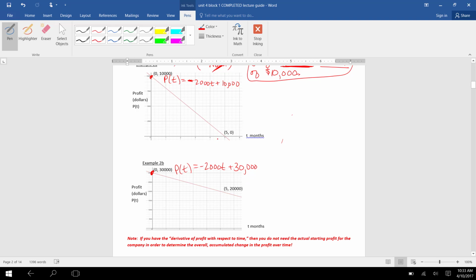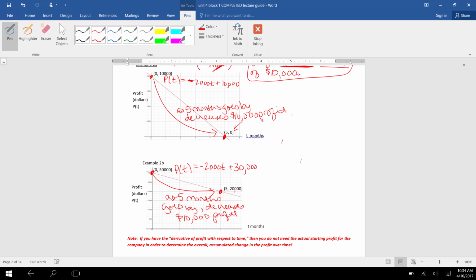So they look different, but by the time month 5 goes by, this original function up here in example 1a has $0. Here, by the time month 5 goes by, it's down to 20,000. But you'll notice, for each one of these, 5 months goes by, it decreases $10,000 in profit. This one started at 10,000 and went down to 0. The second example started at 30,000, but as 5 months goes by, it decreased $10,000 down to $20,000 of profit.